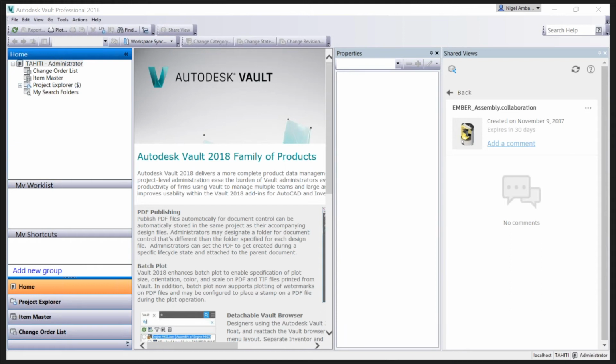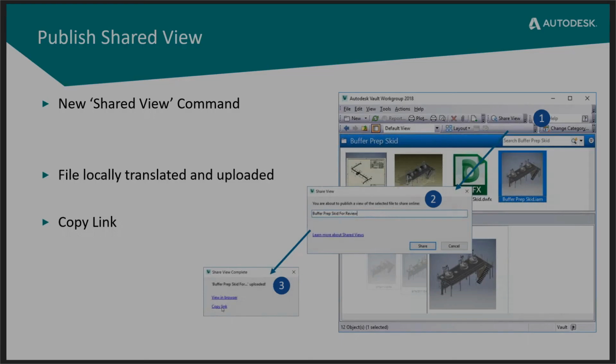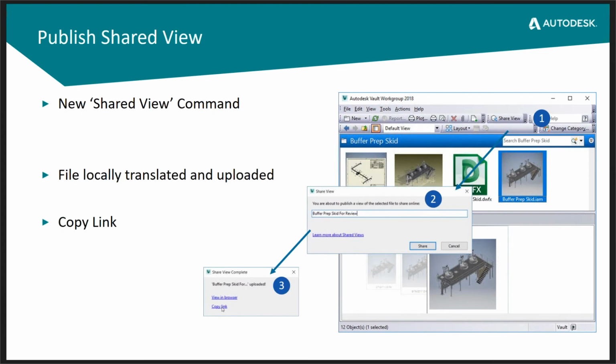And let me continue with this. All right. Like I mentioned, you've got that full new shared view command. The file is locally translated and uploaded to A360, and the link is copied to be able to share with anybody.